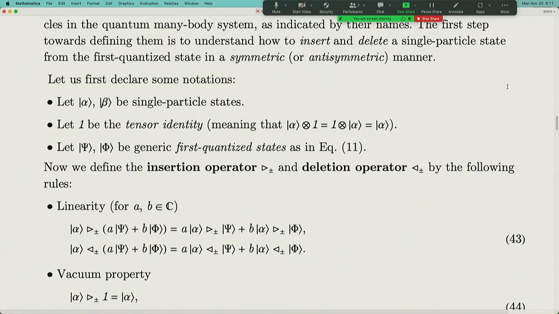So n particle means that if you decompose this state into this tensor product of alphas, there are n single particle states tensor product together. So now I want to add one more particle, meaning that I want to tensor another single particle state to each one of these basis states in this many-body system. So let's see how it works.